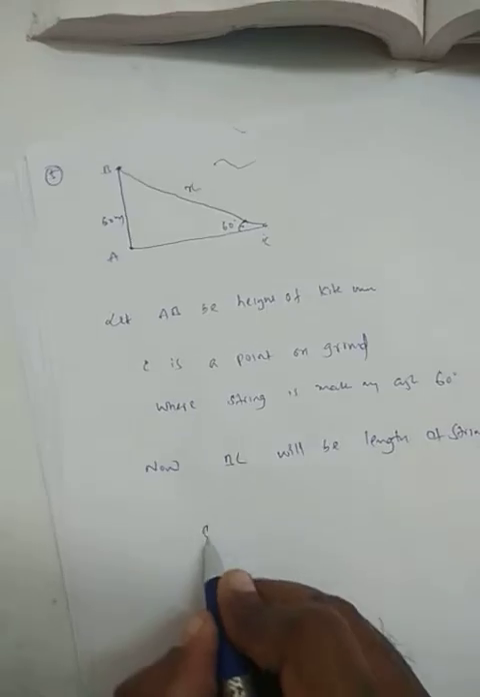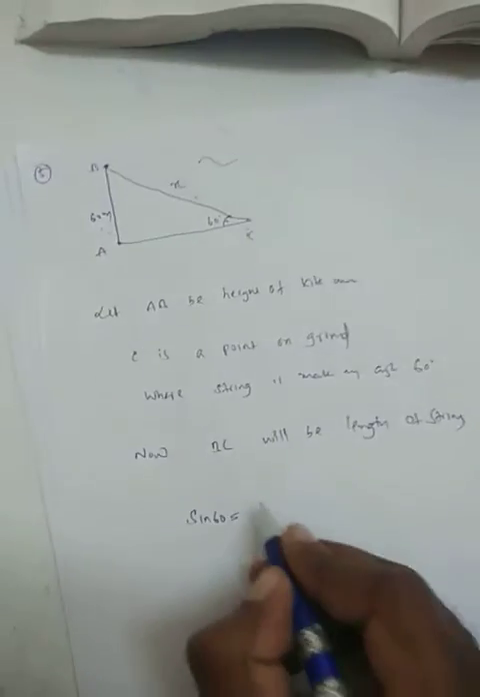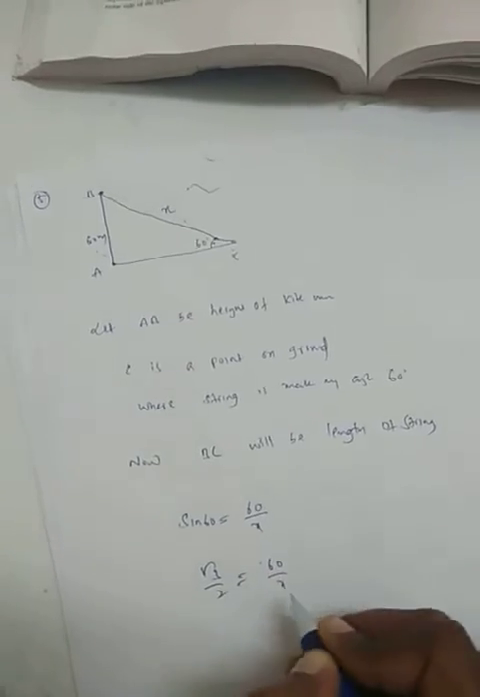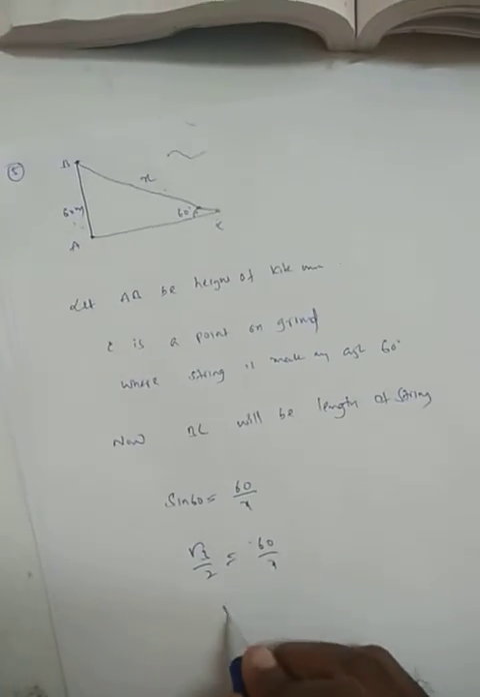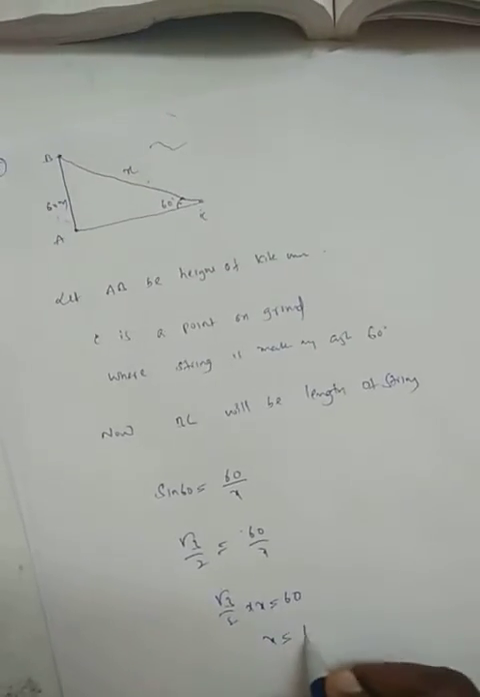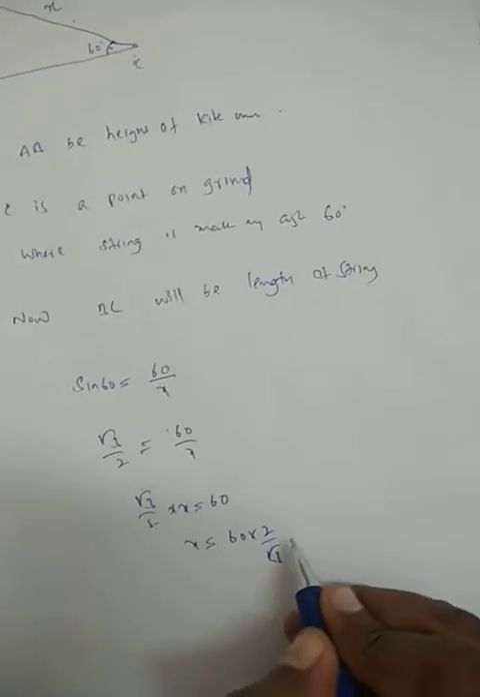What relation do we have to take here? Sin 60. Sin 60 is equal to what? Opposite by hypotenuse. Known and unknown we will get very easily. Sin 60 value is root 3 by 2, equal to 60 by x. Now what will you get? Cross multiplication. Root 3 by 2 into x is equal to 60. x is equal to 60 into 2 by root 3. So this will become what?